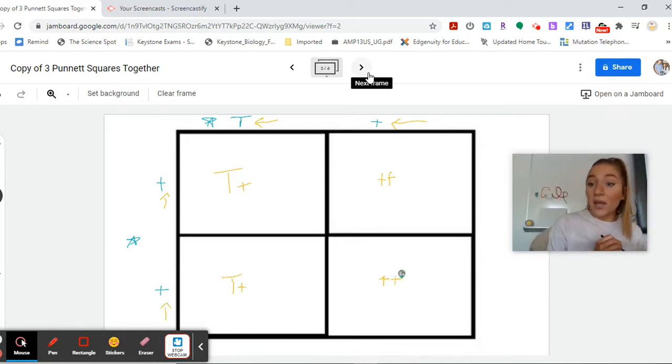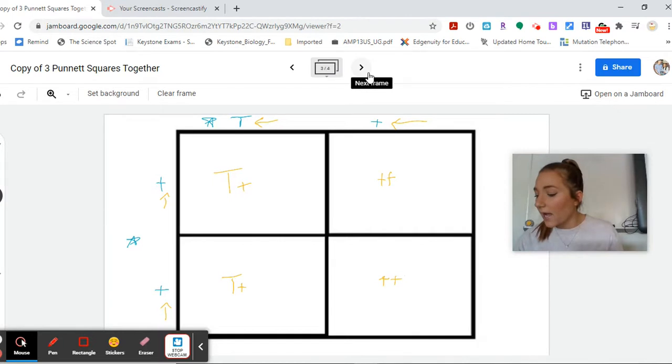Okay, so we did the Punnett square. That's actually not the hardest part. Now that we filled it in, we need to interpret it. So let's take a look at these offspring real quick. I have a big T, little t, big T, little t. I have little t, little t, little t, little t.